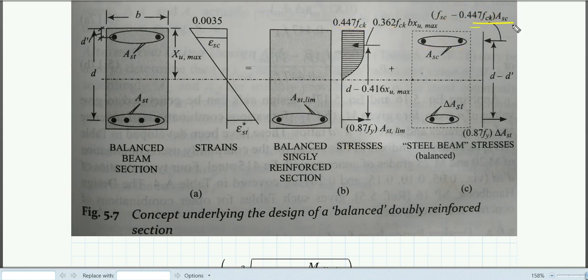We will talk about this, but now here you can see that xu max is written. Why is it xu max? Because just now we discussed that we are going to provide compression steel only if the applied moment is more than the limiting moment. And how do you find the limiting moment? The limiting moment can be found by applying the maximum xu limit value. Xu limit by d is 0.48 for Fe415 grade. That is why everywhere it is mentioned as fck b xu max, the maximum value.